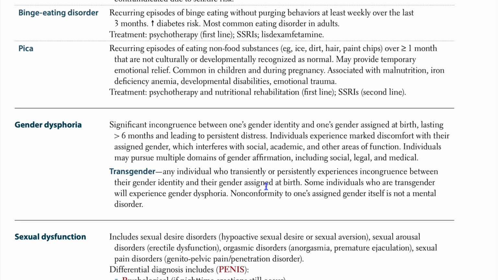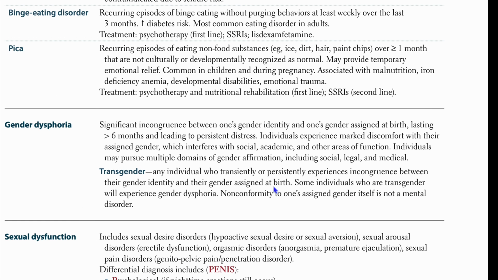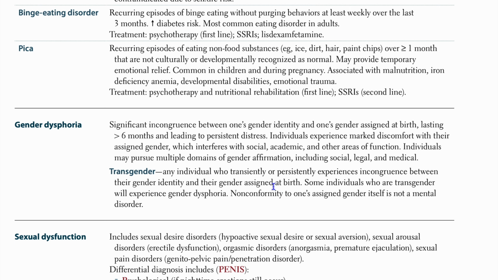There's gender dysphoria. This is significant incongruence between one's gender identity and one's gender assigned at birth, lasting more than 6 months and leading to persistent distress. Individuals experience marked discomfort with their assigned gender, which interferes with social, academic, and other areas of function. Individuals may pursue multiple domains of gender affirmation, including social, legal, and medical.